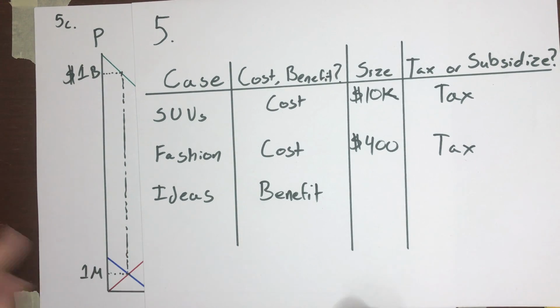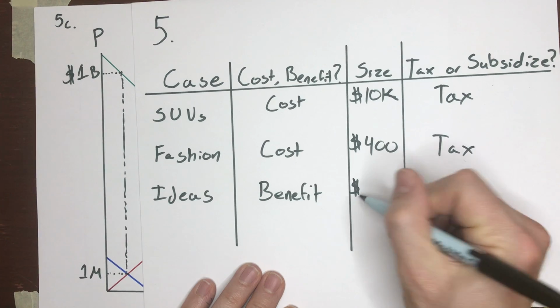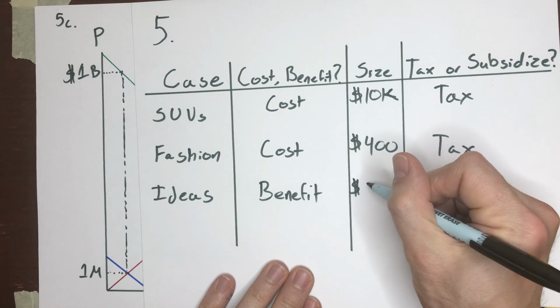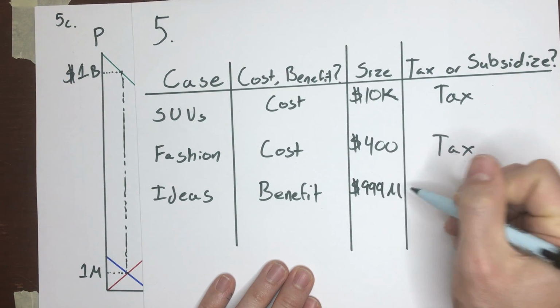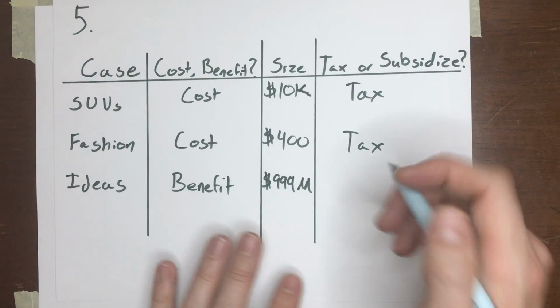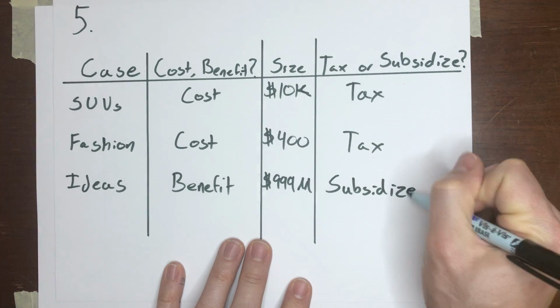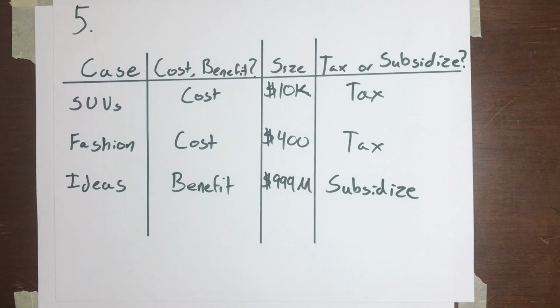What is the size? Well, it's $999 million. Right? It's the 1 billion minus 1 million. Should you tax or subsidize the creation of these ideas? Subsidize. Okay? So that's the answer to problem 5.